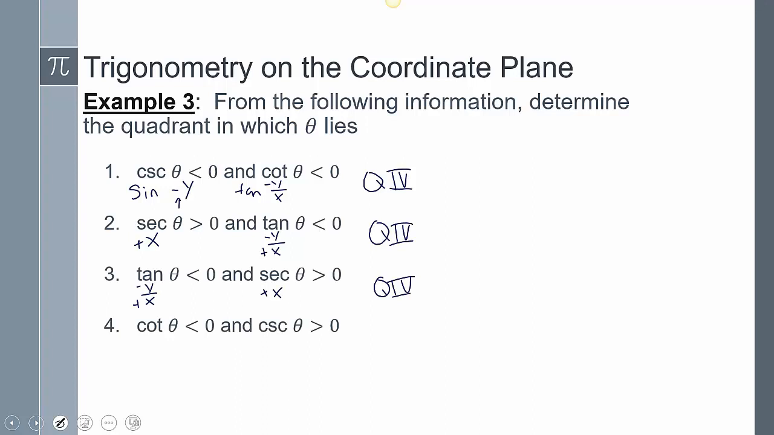And then for my cotangent, it has to be negative. So if my cotangent's negative, we know that it is x over y. One of them is negative. I don't know which one yet. So moving over to cosecant, cosecant relates to y. Y has to be positive. So I have to say that's positive, which forces x to be negative to satisfy the condition. And so it's going to be quadrant number 2. That's going to have the negative x and the positive y.